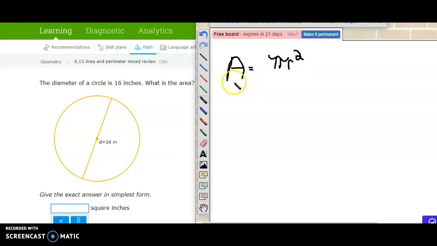squared. So then I'm going to go look at the circle and see if I have the information I need. Well, this circle gives me the diameter. If I have the diameter, well, how would I find my radius? That's right, it's half of your diameter. So now I have pi times my radius, which is half of 16, so that's 8 squared.